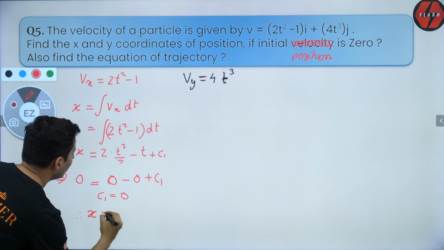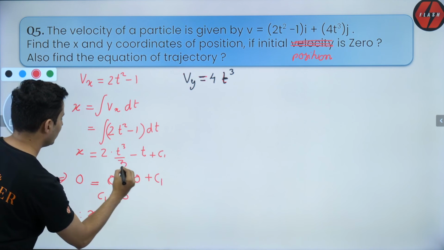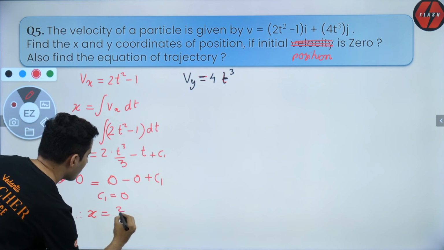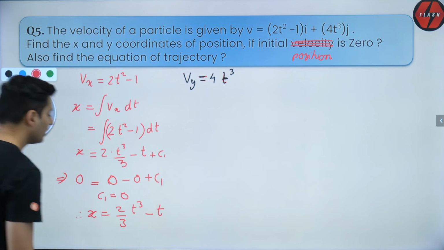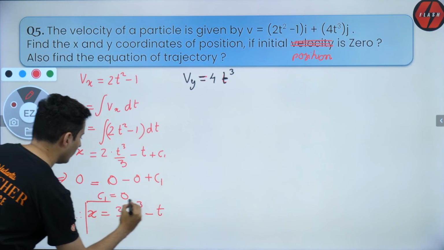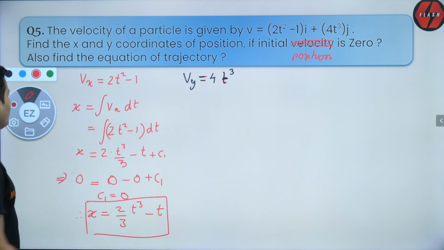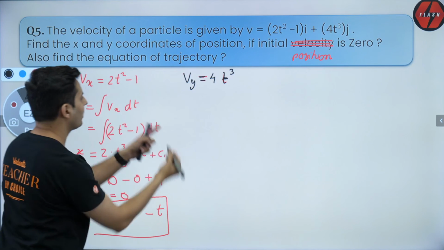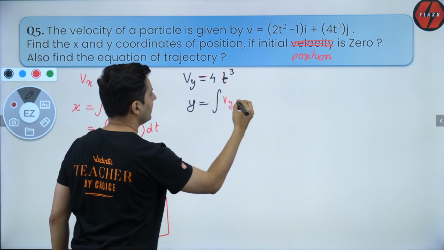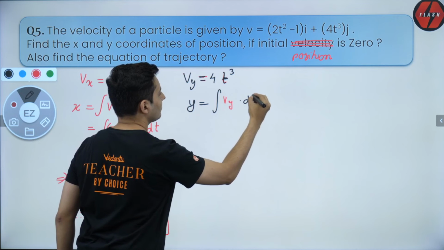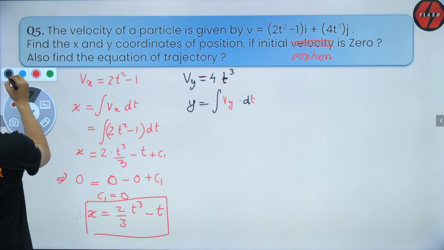Therefore x coordinate will be, what is this, 2t cube by 3 was there. So 2 by 3 t cube minus t. So that is your x coordinate. Okay. Similarly, we can find the y coordinate. So the y coordinate is integral velocity in the y-axis dt. Nothing great. So let's do that.